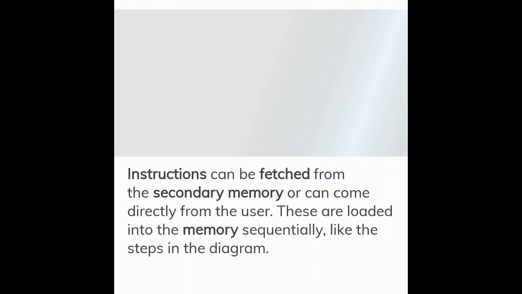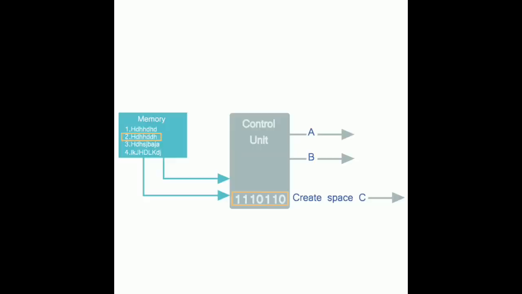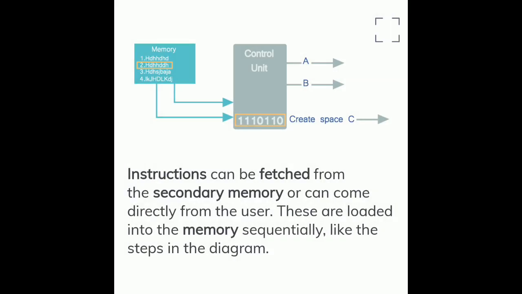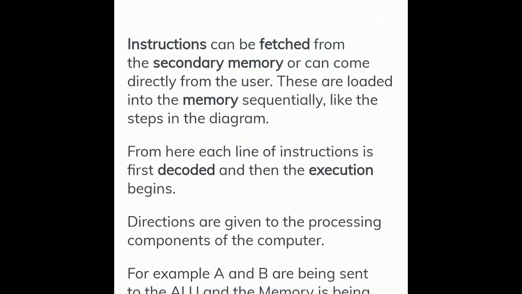Instructions can be fetched from the secondary memory or can come directly from the user. These are loaded into the memory sequentially, like the steps in the diagram. From here each line of instructions is first decoded and then the execution begins. Directions are given to the processing components of the computer. For example, A and B are being sent to the ALU and the memory is being asked to create space to store the resulting value C.